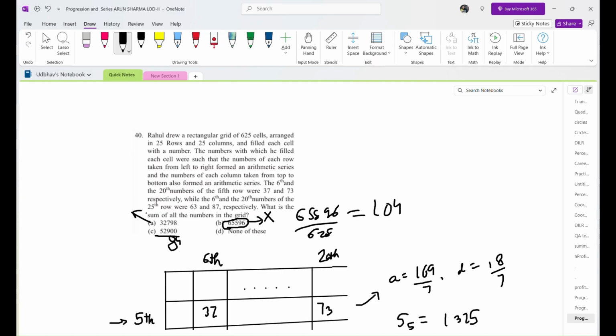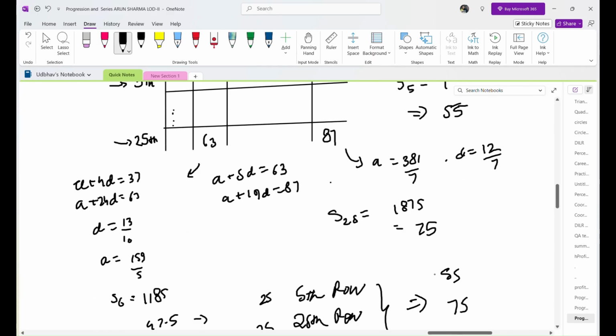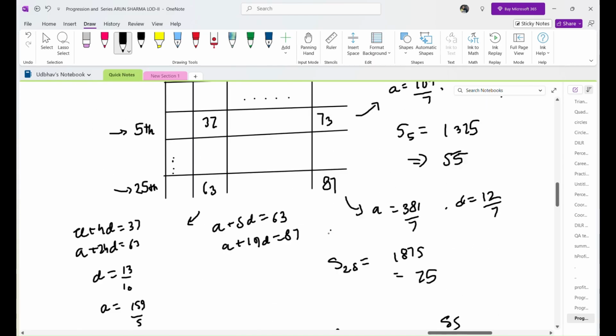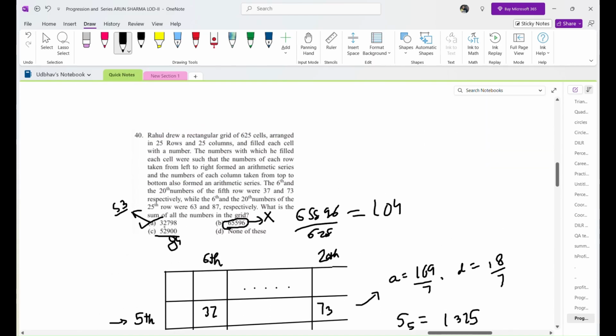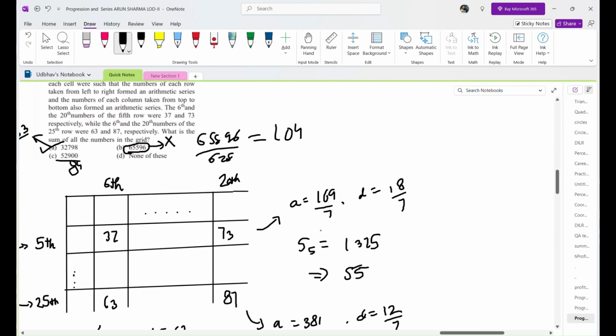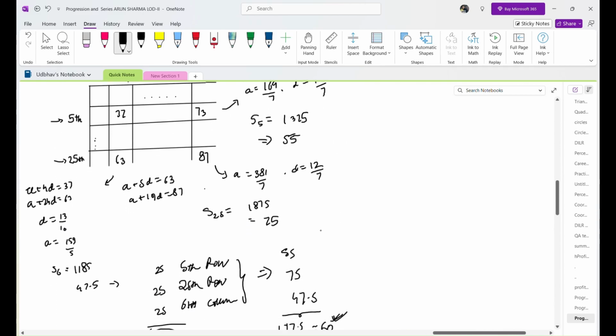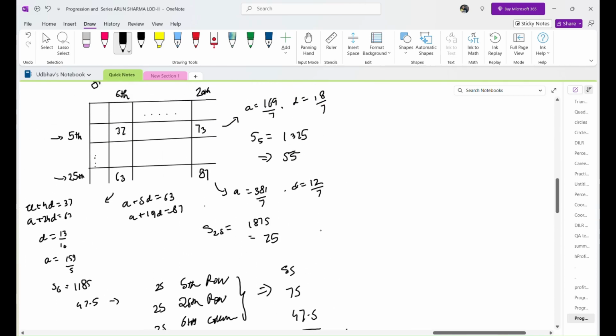Try this. 32798 divided by 625. No, 6. Yeah, 6. So here we are getting it around 53, which is pretty close to 60. So according to this, our answer should be A. But yeah, it can be none of these also. So to exactly solve this, you have to go in the bigger method. That's going to be pretty hectic.